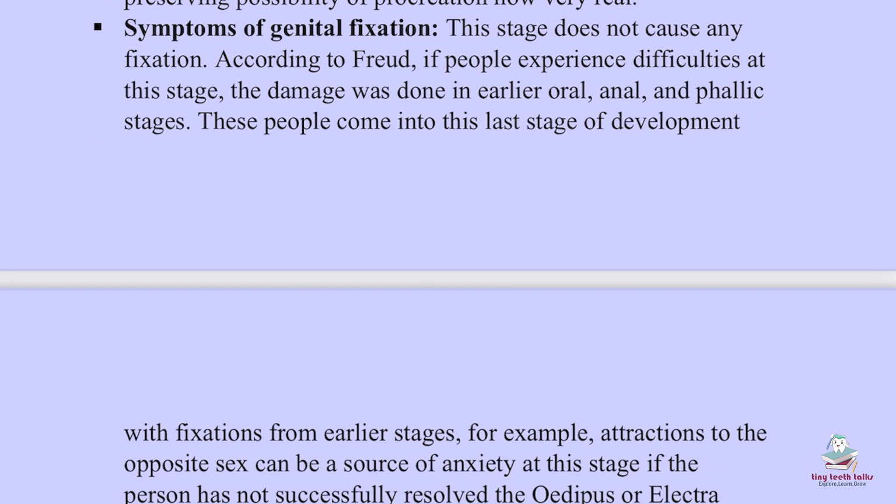Well, this stage does not cause any fixation, because according to Freud, if people experience difficulty at this stage, the damage was done in the earlier oral, anal, and phallic stages. So these people come into this last stage of development with fixations from earlier stages. For example, attraction to the opposite sex can be a source of anxiety at this stage if the person has not successfully resolved the Oedipus or Electra conflict.